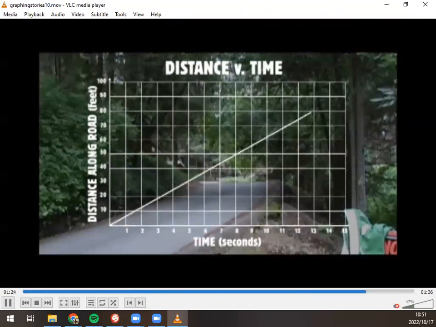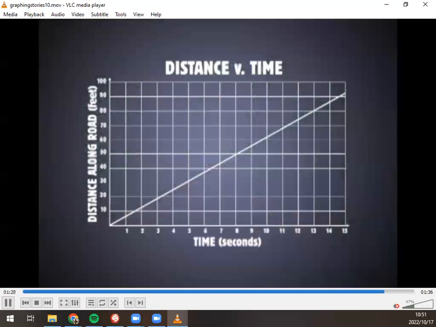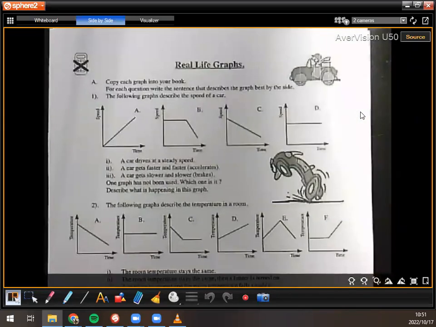Do we see that, guys? As the time is increasing, the distance is also increasing. Do we see that? That is kind of what our first graph looks like, right? But the first graph is speed versus time. So let's take a look at what's happening with these ones that we're going to do.